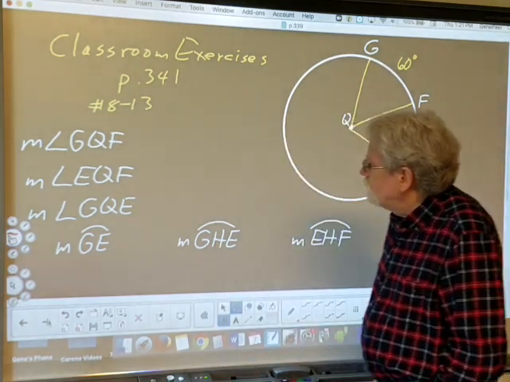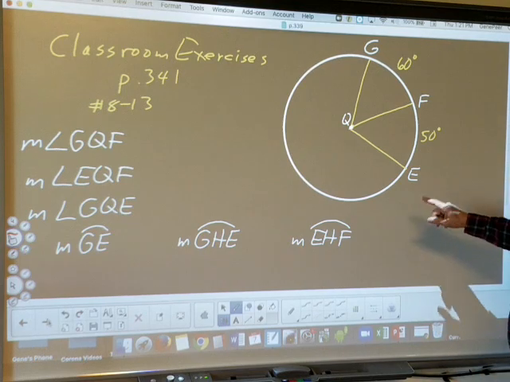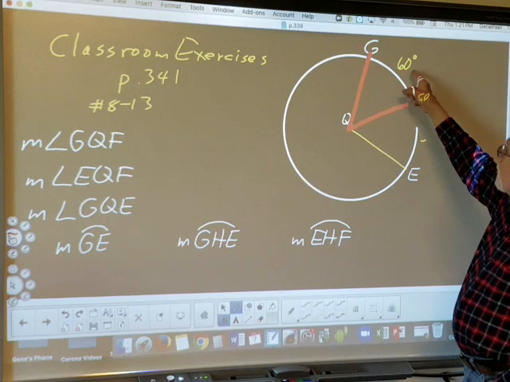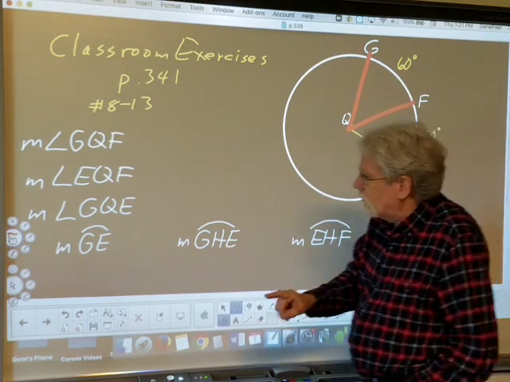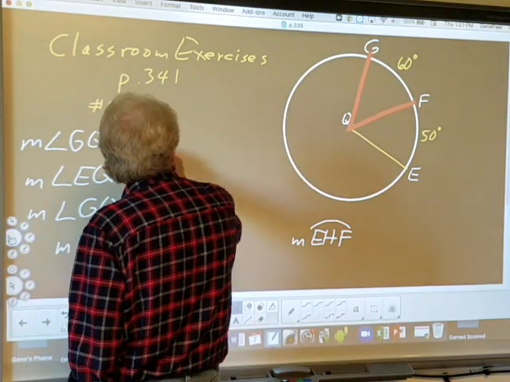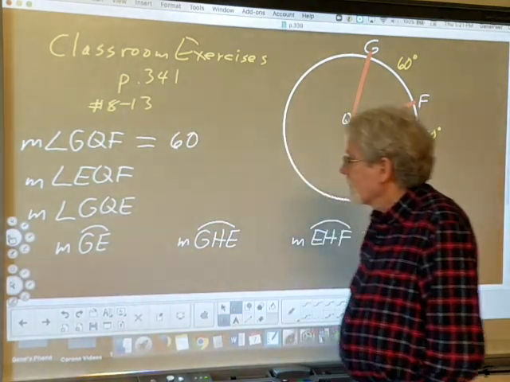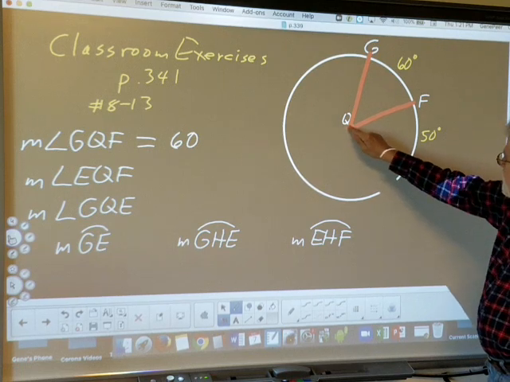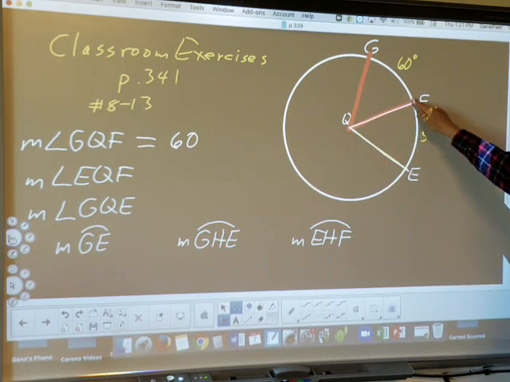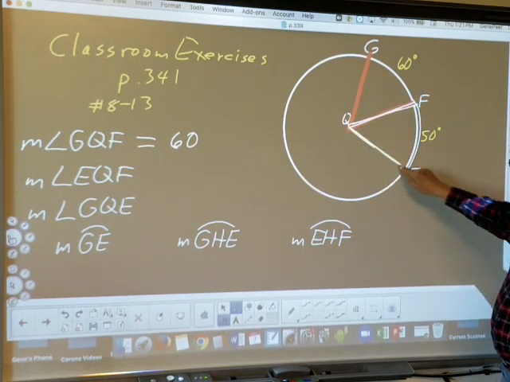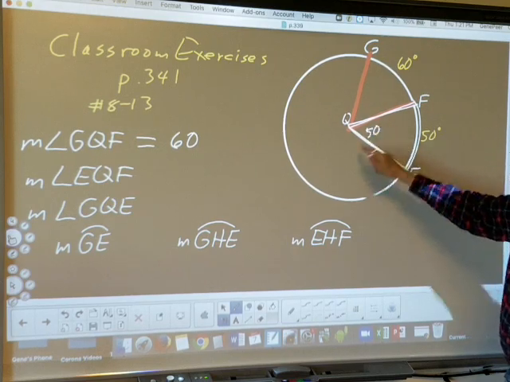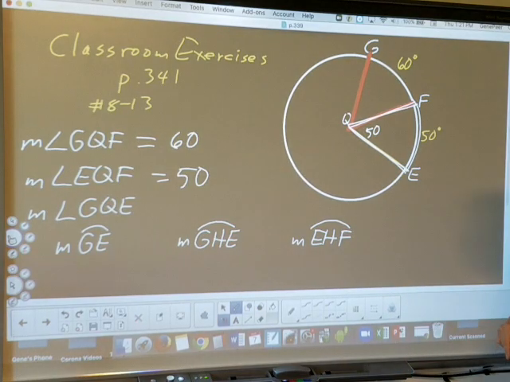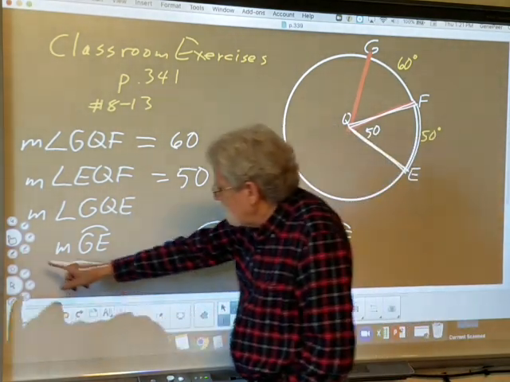Measure of angle GQF. Angle GQF, well, by definition, an arc's measure is equal to its central angle measure. Therefore, this also must be 60. Angle EQF. Well, again, by definition, an arc's measure equals its central angle measure. So if that's 50, this is 50. Oh, these are so easy, aren't they? Measure of angle GQE.